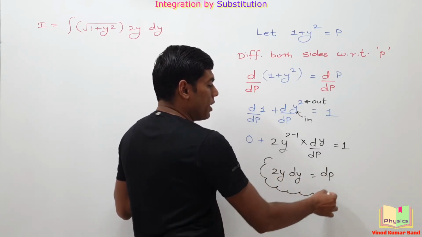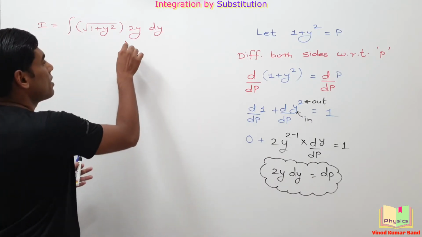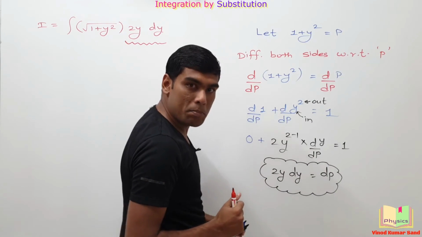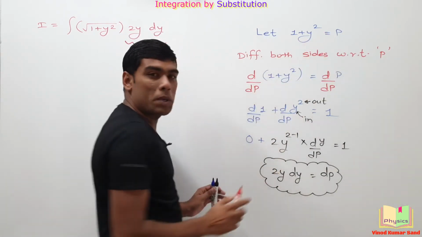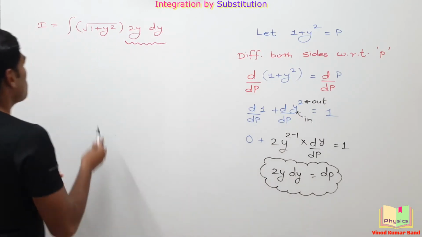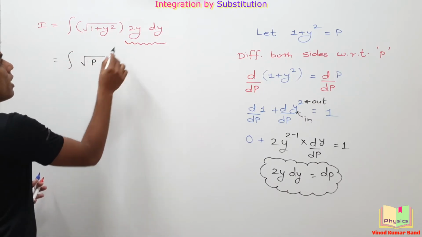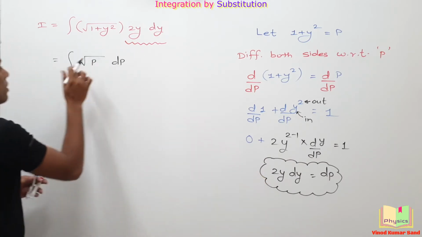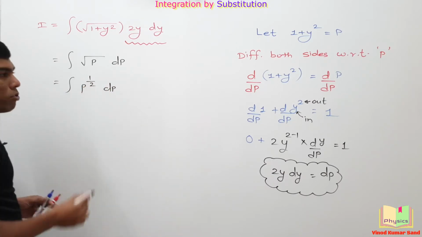Look at this thing very carefully. Is it of some use to us? See here, this 2y dy can be written as dp and this 1 plus y square can be written as p. Now the entire calculation will become very simple. So I am substituting the values. Here we are left with root p and this 2y dy can be written as dp. This can be easily simplified as we remember the formulas.